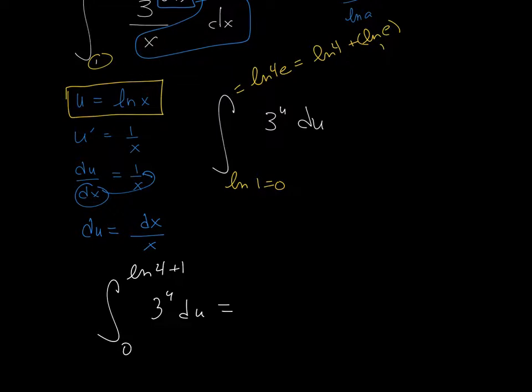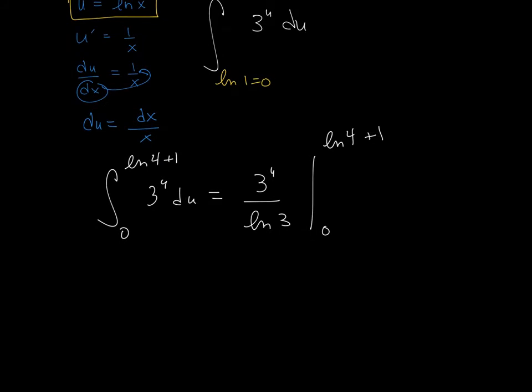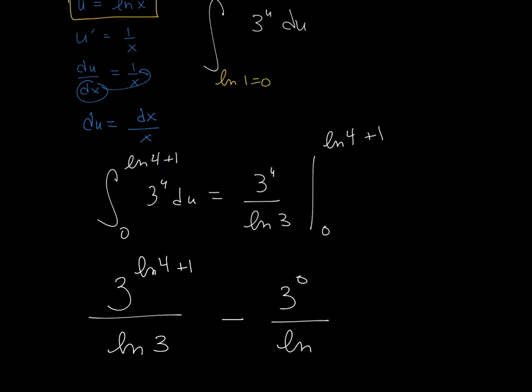So now I integrate that and I'm left with 3 to the u all over the natural log of 3 evaluated from the natural log of 4 plus 1 to 0. So when I go through and put that in, that's going to give me 3 to the natural log of 4 plus 1, all divided by the natural log of 3. And I have to subtract that of 3 to the 0, all divided by the natural log of 3.